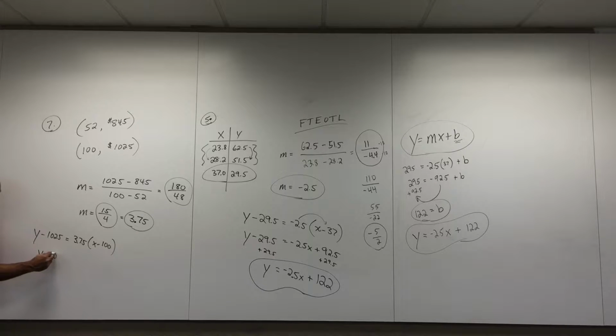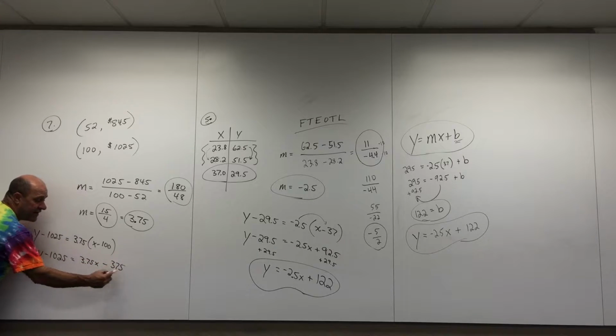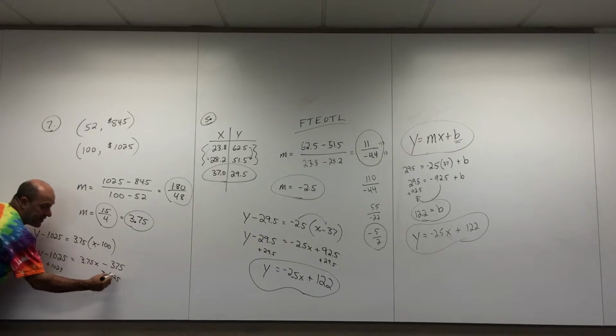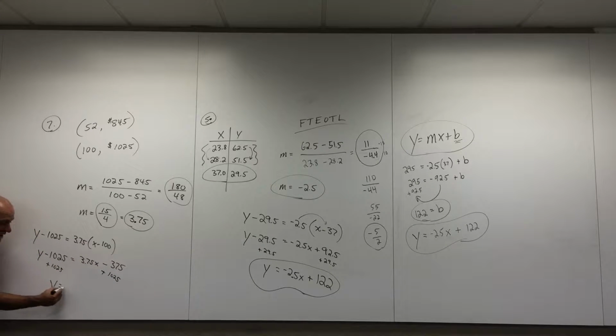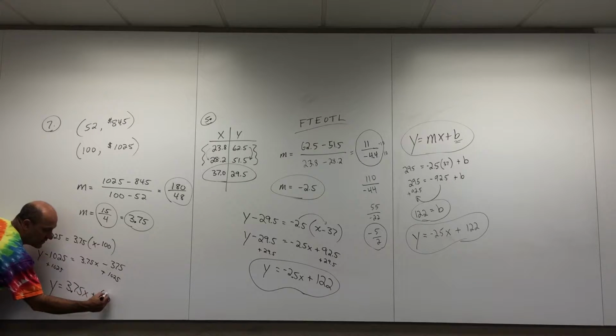If I distribute the 3.75, it's 3.75x minus 375, I think. And now I'll add 1025. I'll pick up my calculator, and my answer is y equals 3.75x plus something. 1400. Well, he's negative and he's positive. Be careful. 650? 650. Thank you.